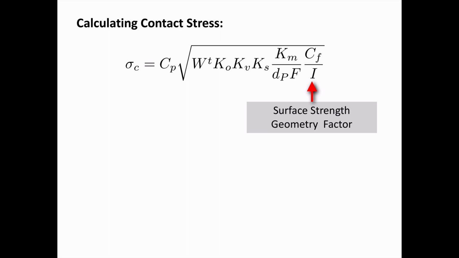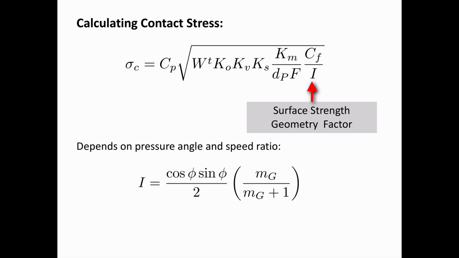The next factor is the surface strength geometry factor. This is similar to the quantity J that we looked at for bending stress. This depends on pressure angle and speed ratio. This formula applies only to spur gears. For other gears, it's a little bit more complicated.